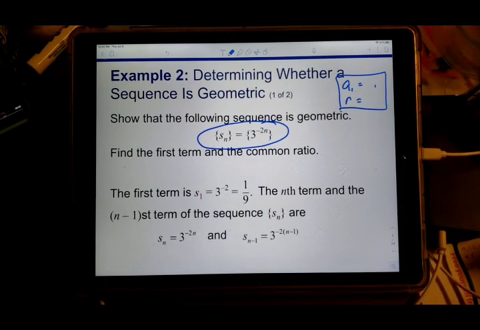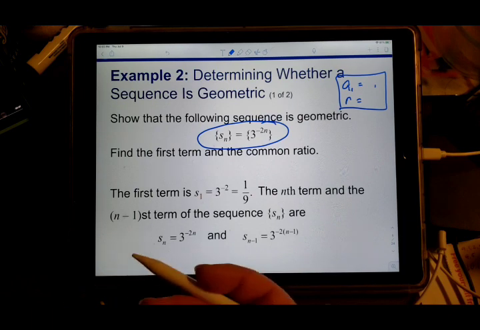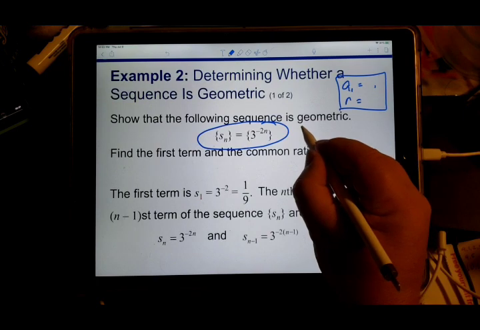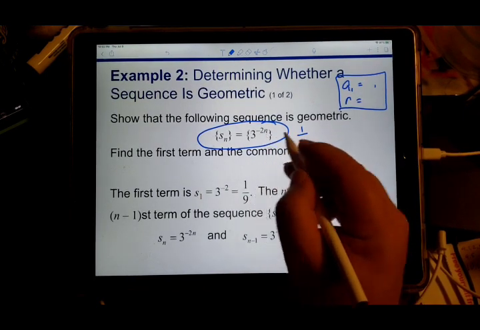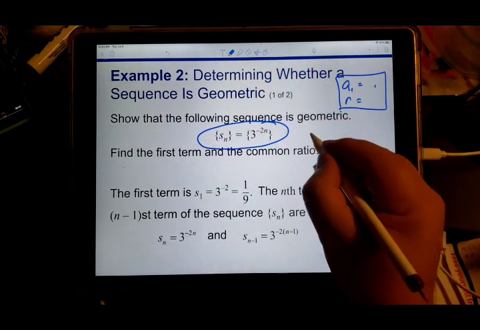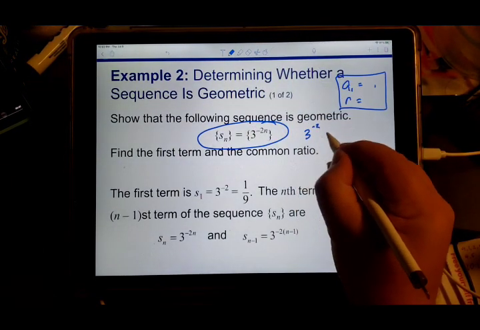So we have several choices. One choice is to just fill this up, just to list it. In fact, I would always recommend doing that. If n is 1, I have 3 to the minus 2.